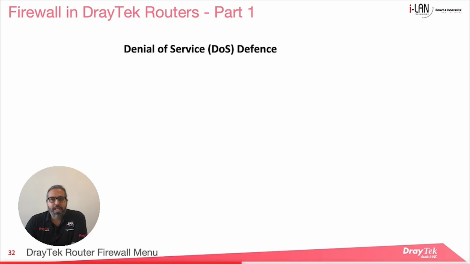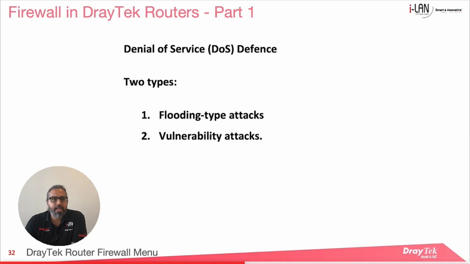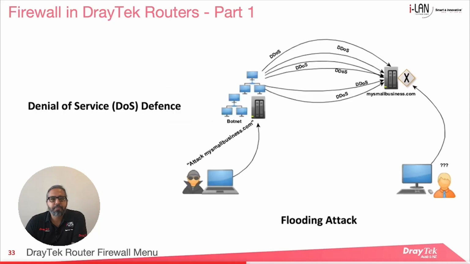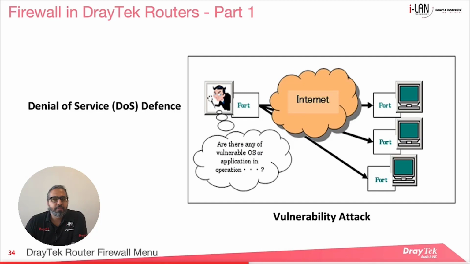The DOS defense functionality helps detect and mitigate a DOS attack. The attacks are usually categorized into 2 broad types: the flooding type attacks and vulnerability attacks. Flooding type attacks will attempt to exhaust a system's resources, whereas vulnerability attacks will try to paralyze a system by taking advantage of the vulnerabilities of a protocol or OS.